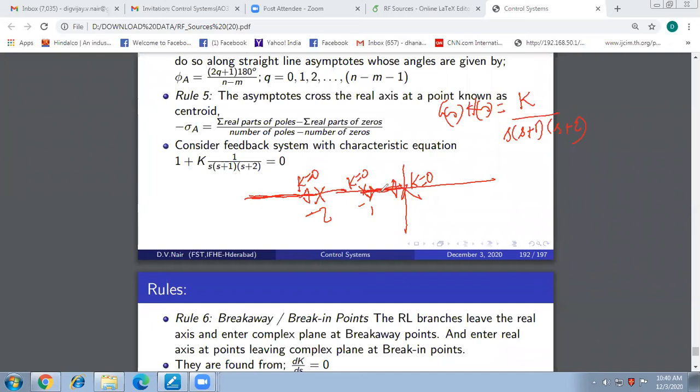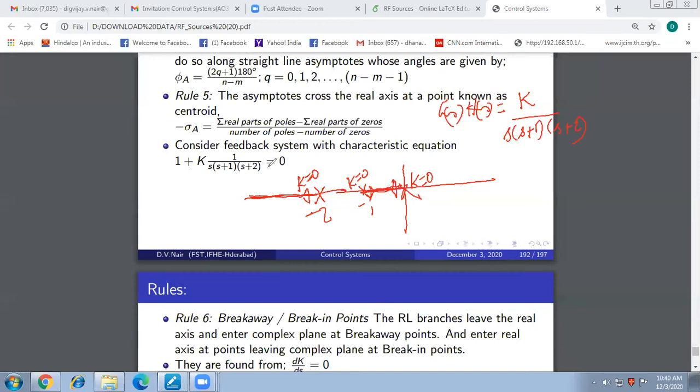Whereas these two branches, as k increases, leave their origin and move toward each other on the real axis. But as k increases, they don't see any zero here at which they terminate. So these two branches also have to move towards infinity, and infinity now means these two branches will leave the real axis and enter the complex plane. At what point on the real axis all this happens, we will see.